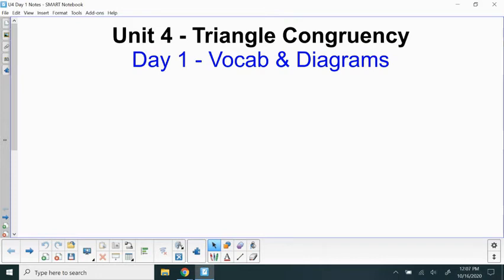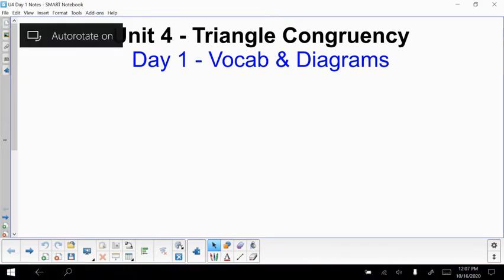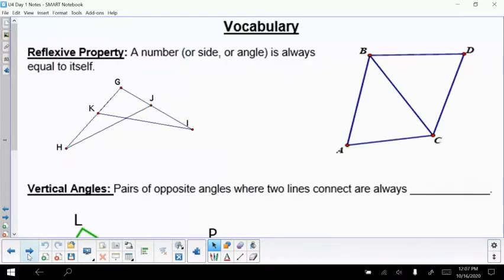Welcome to Unit 4. This is triangle congruency. So being able to prove that two triangles are congruent to each other. We talked a little bit about this with rigid motions in Unit 3, but we're going to go into more depth with it and be more specific. And we're going to focus on some vocab today and relating some things to what we did in Unit 3.